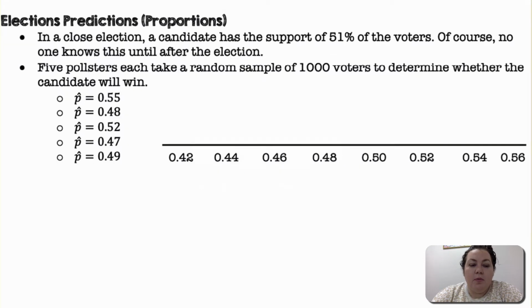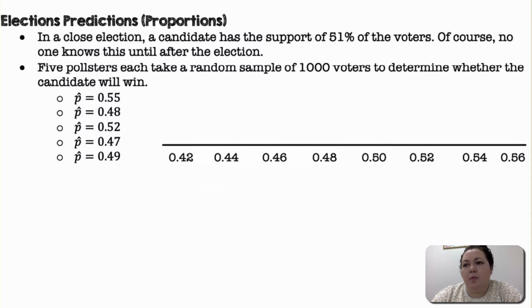All right, another example with proportions. So in a close election, a candidate has the support of 51% of the voters. Of course, no one knows this until after the election. 5 pollsters each take a random sample of 1,000 voters to determine whether the candidate will win. So I have 5 separate pollsters. They randomly sample 1,000 voters.